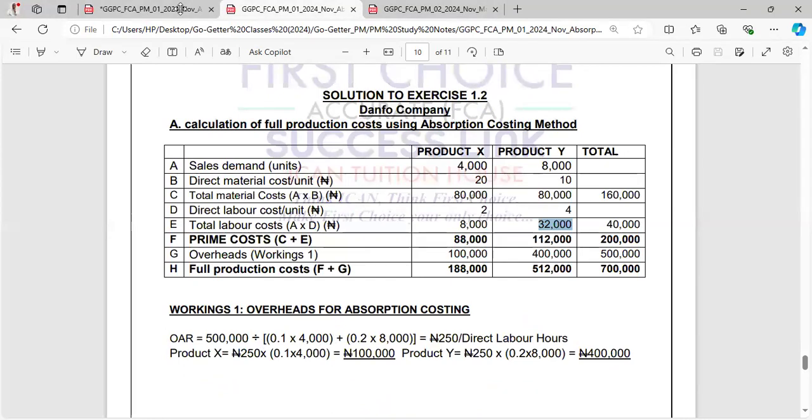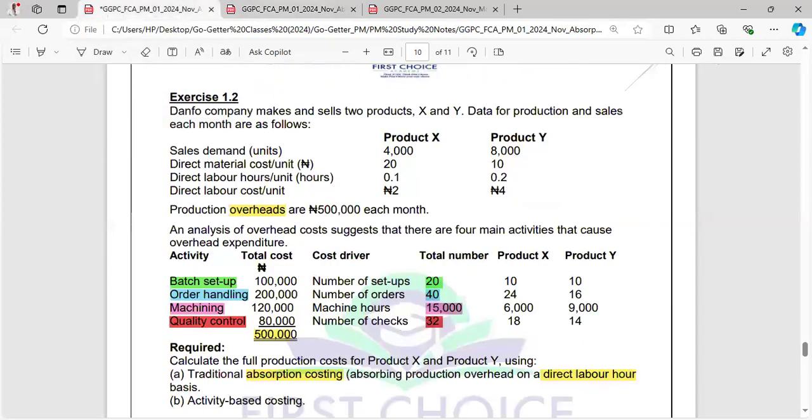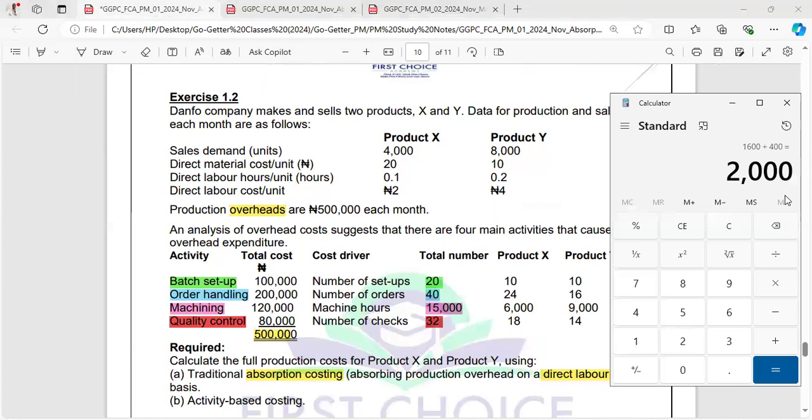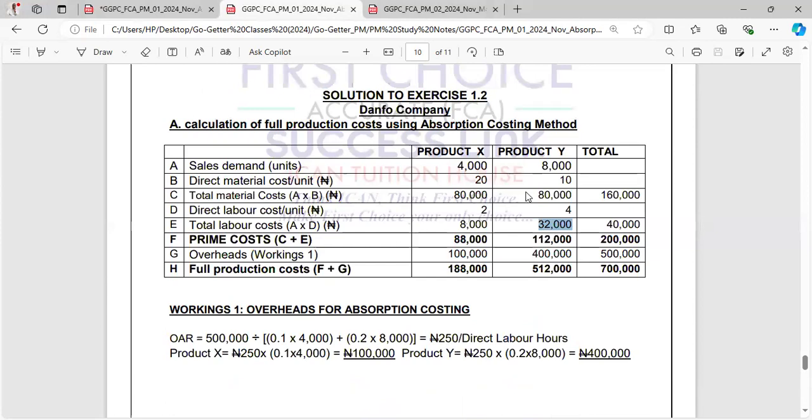So what we did here, we have here 2,000 hours, right? 2,000 hours is the total hours. But we want to look for the overhead absorption rate. So it should be 500,000 naira for the whole overhead divided by 2,000 hours. Meaning that for 1 hour, we are having 250 naira. That means the overhead absorption rate is 250 naira for 1 hour. And that's what we have here, 250 naira per direct labor hours.